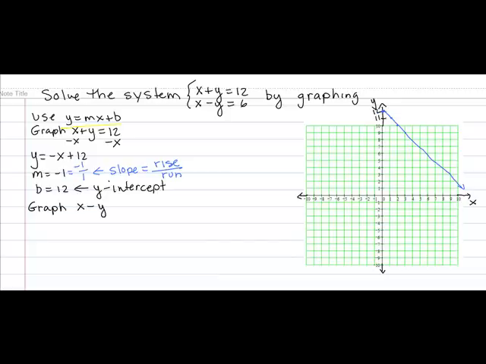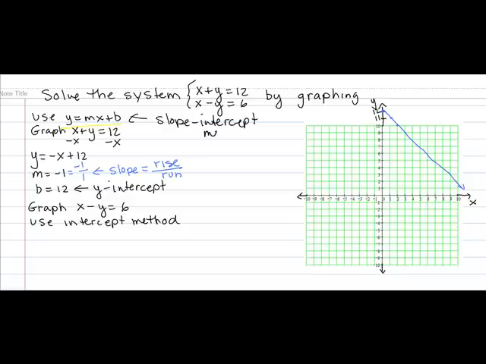Okay, so now I would like to graph x minus y equals 6. I'm going to use a different method. What I'm going to use here is the intercept method. Before, I used the slope-intercept method. Now I'm just going to use the intercept method.